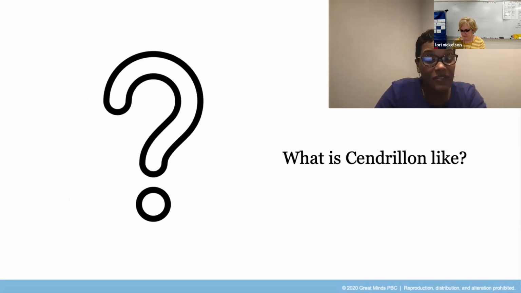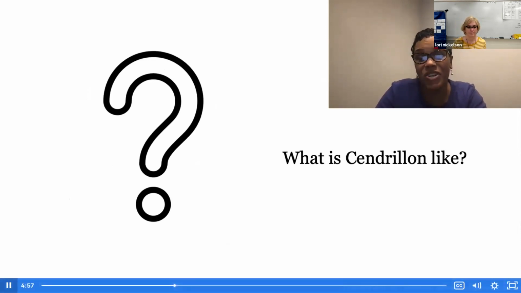On page 11, the text tells us that Cendrillon works very hard for her family. And from these actions, what can you infer or guess about Cendrillon's traits? In other words, what is Cendrillon like? She's a hard worker. Share with your learning partner or just share aloud. She's a hard worker, isn't she? She's a lot like Cinderella, don't you think?